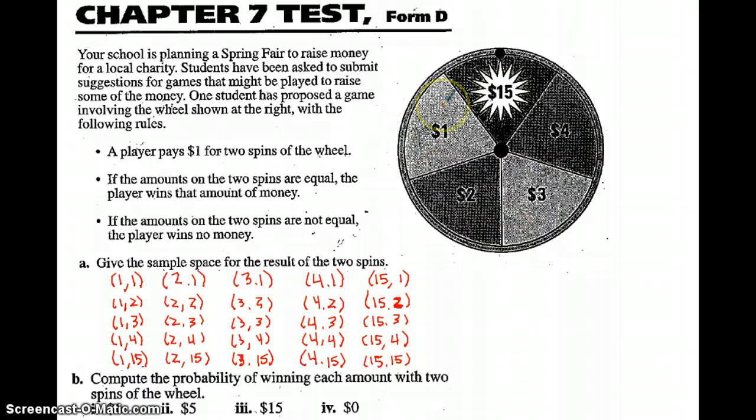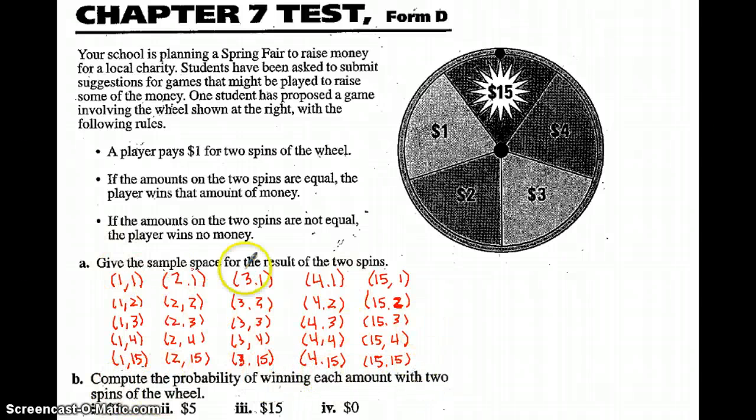We would expect it to be 25 because we have 5 possibilities for the first spin and 5 possibilities for the second. So there's the sample space. Part B, compute the probability. I didn't leave myself much room down here. Compute the probability of winning each amount with 2 spins of the wheel.